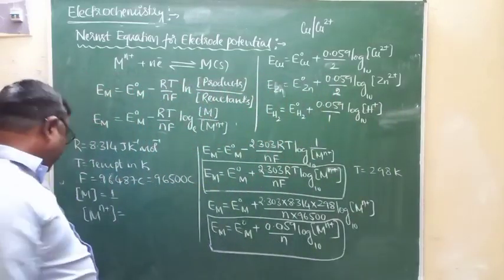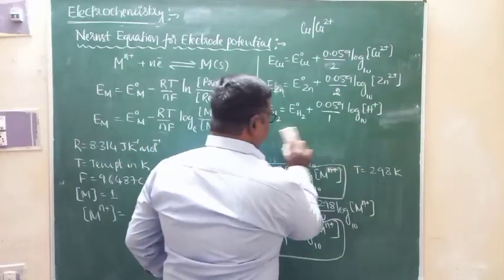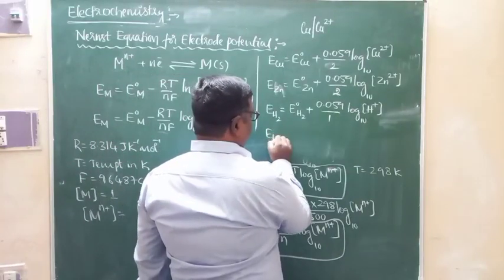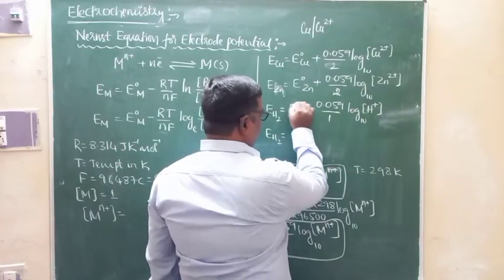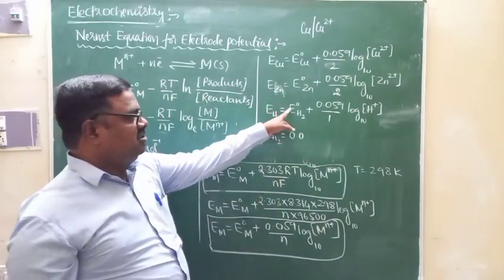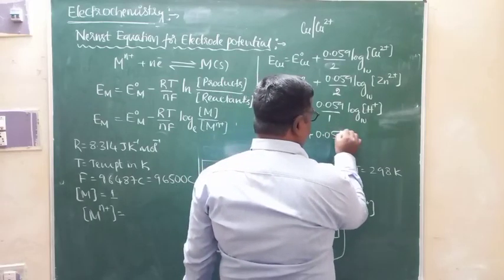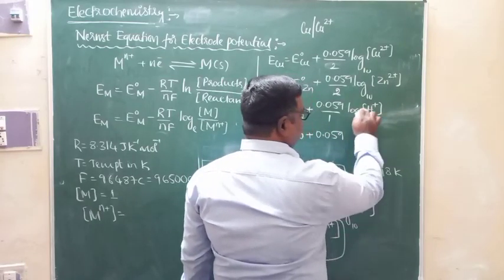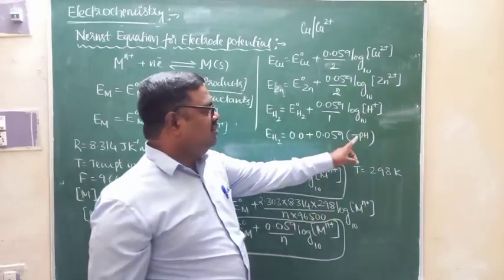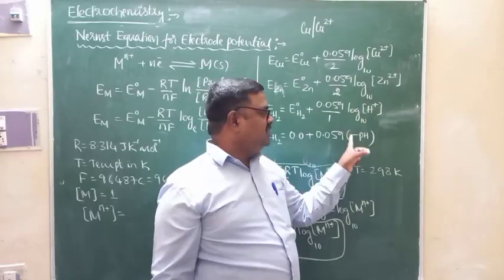Right? From this particular equation I can make a decision. That is, electrode potential of hydrogen electrode is equal to E naught of H2, which is 0.0. You know that standard electrode potential of hydrogen electrode is 0.0, and of course plus 0.059. Log to the base 10 of H plus can be replaced by minus pH. You know that pH is equal to minus log to the base 10 of H plus, right? So log of H plus can be replaced by minus pH.